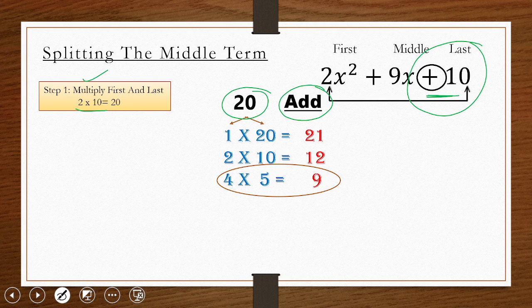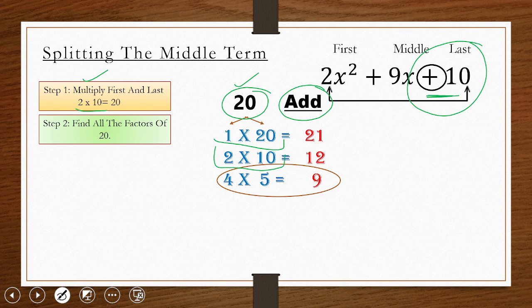Now you have to make the factors. Find all the factors for 20. First factor is 1 into 20 is 20. Second factor is 2 into 10 is 20. Third factor is 4 into 5 is 20. So when you add these two numbers, you will get 9. And you add these two numbers because we have the sign add in the starting. So we have to add.